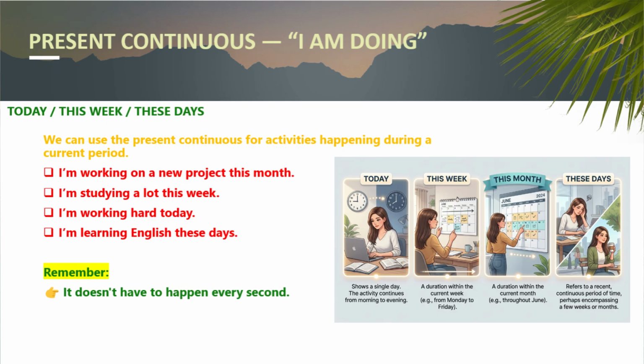You're not studying 24 hours a day, but studying is an important activity during this week. You could say, I'm working on a new project this month, or I'm learning a lot these days. These examples show us that the present continuous is not limited to one exact moment. It can describe a current situation or activity that is temporary or happening around the present time.